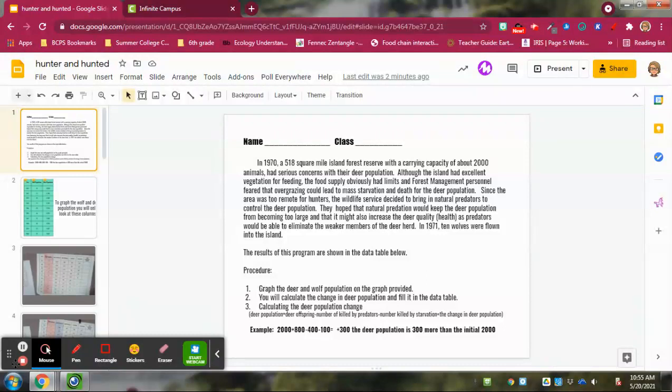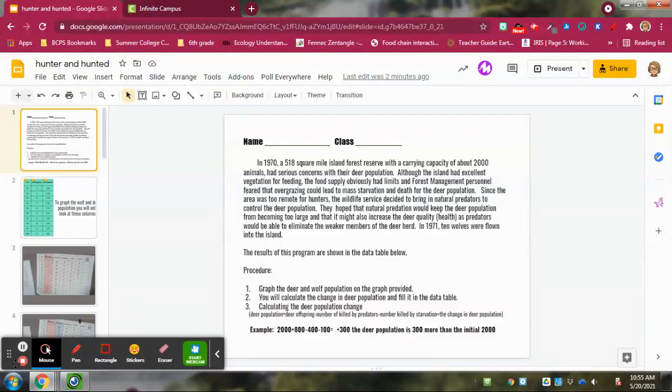Since the area was too remote for hunters, the Wildlife Services decided to bring in natural predators to control the deer population. They hoped that natural predation would keep the deer population from becoming too large and that it might also increase the deer quality, its health, as predators would be able to eliminate the weaker members of the deer herd. In 1971, 10 wolves were flown into the island.